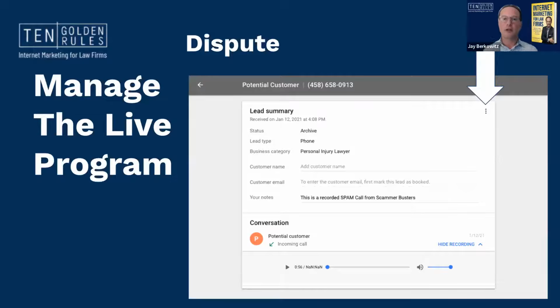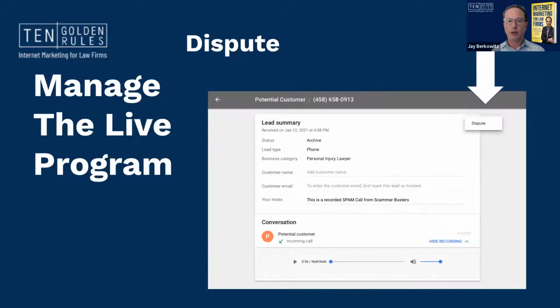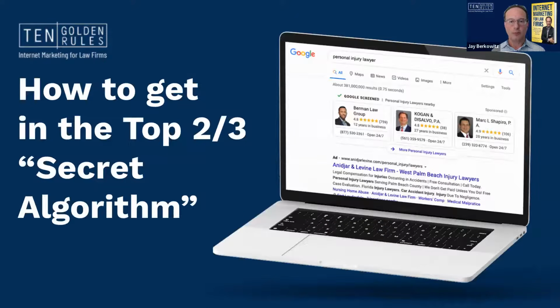So you're going to click the dispute button, and you want to put a note. You always got to put in a note. Like this one, this was a recorded spam call from Scammer Busters. You want to put a note in there so that you can track it, and Google sees it. Again, it's going to be read by the artificial intelligence. Very few of them probably go to an actual person. So you click that 3 button, the dispute comes up, and you go in and do a dispute.